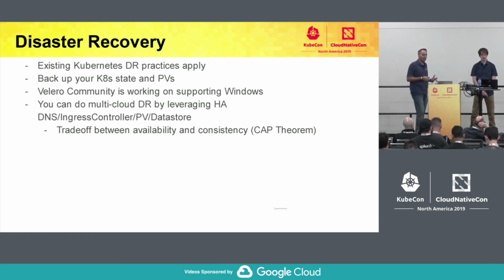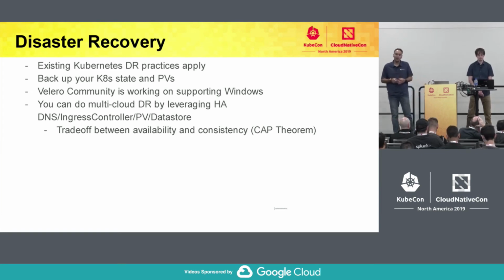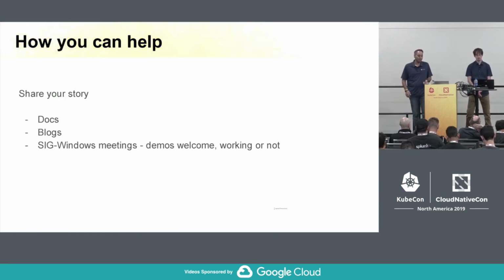And then start thinking about, if you were to do a multi-cloud DR, how would you do that with HA? Some of the same principles that apply on Linux also apply on Windows, but you always have to think about the trade-off between availability and consistency. That's the CAP theorem, so always have that in mind. We're also working with the Velero team to make sure that we have fully supported Windows backups for your Windows applications on Kubernetes. So that's something that's going to come up soon.